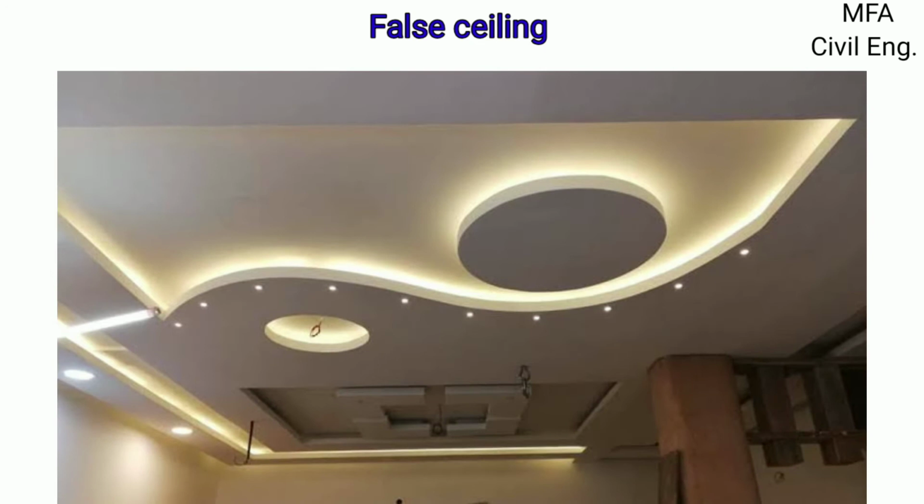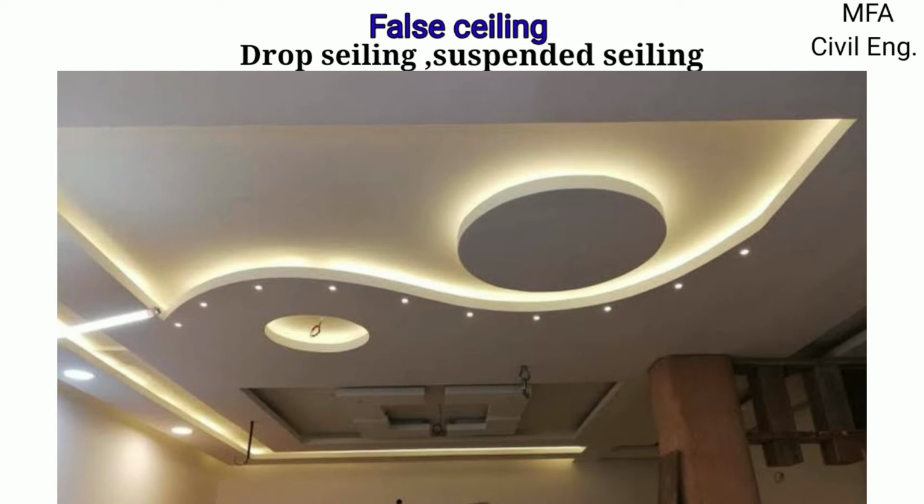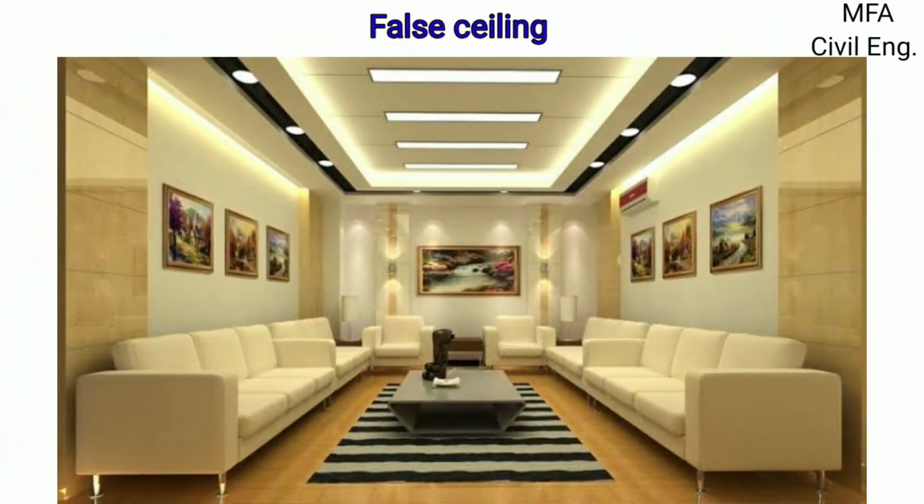False ceiling is a secondary ceiling hung under the main roof ceiling. It is also termed as the drop ceiling or suspended ceiling. False ceiling has now become an integrated part of modern living, as well as in the field of architectural and interior designers.